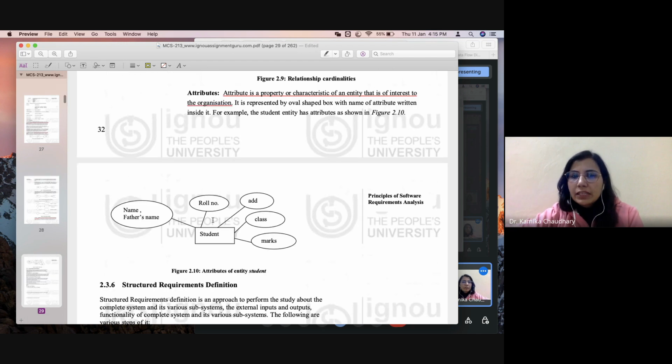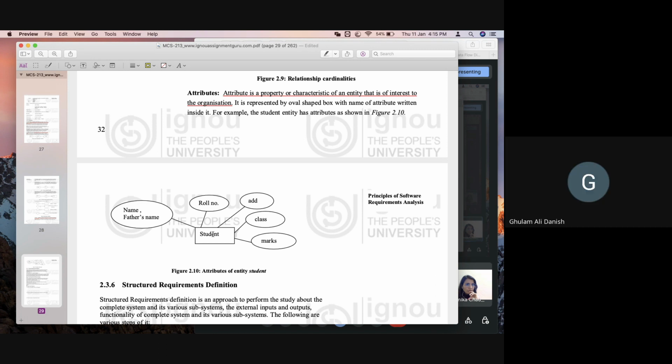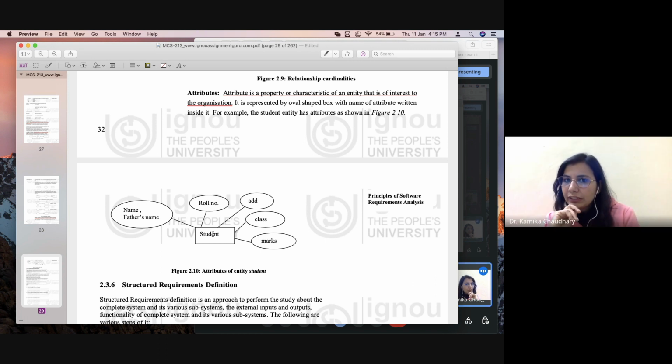Which symbol do we use to represent the attribute? Ovals are used to represent the attribute. These are all the ovals, right? And an entity is represented by a rectangle. So student is an entity. Why am I saying student is an entity? It is unique, ma'am. Yes, student is unique in nature. Very good. So the student entity has various properties.